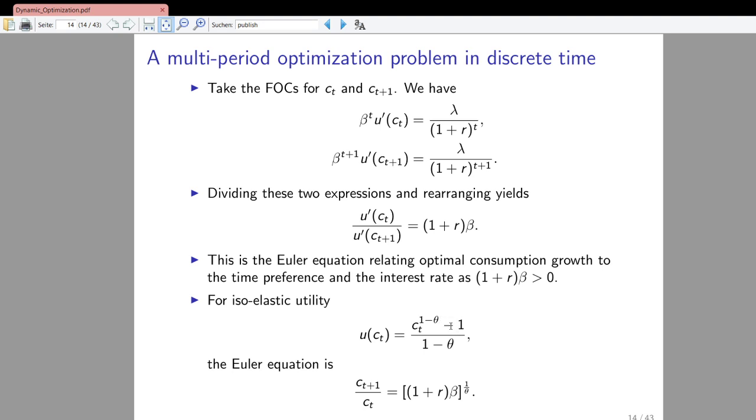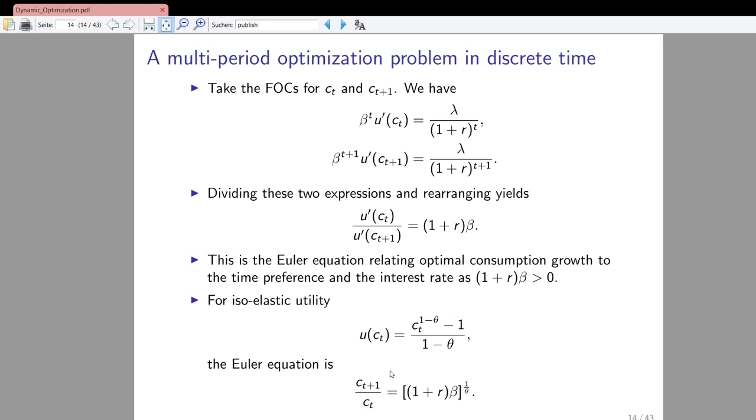Because if theta goes to 1, then we would have the situation that both the numerator and the denominator go to 0, and we can use the rule of L'Hopital to solve for the particular utility function in this case, in the limit when theta goes to 1. And using this method, one would find out that the logarithmic utility function results. So the logarithmic utility function is the special case of an isoelastic utility function when theta is equal to 1 or goes to 1 basically.